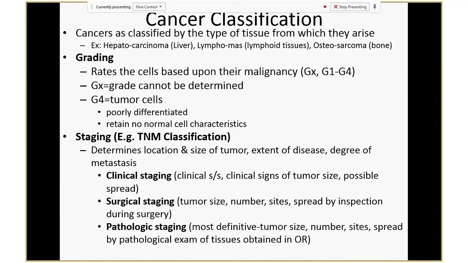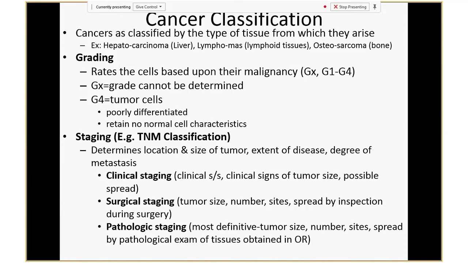And then if it's G1, that would mean that it looks pretty similar to the normal cells of the body. It's just not to that process yet. So obviously G1 would be earlier stages in the process. If it's GX, that just means that it cannot be determined. Give it some time and it probably will be able to be determined.